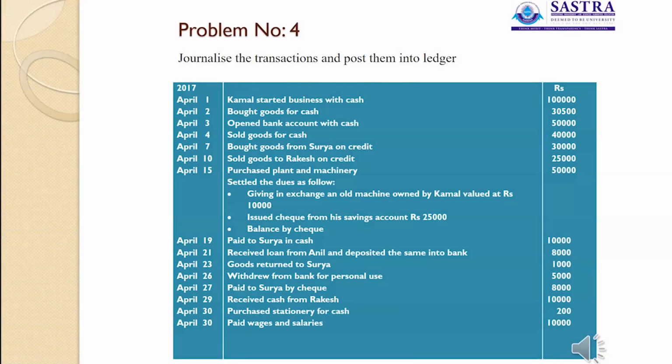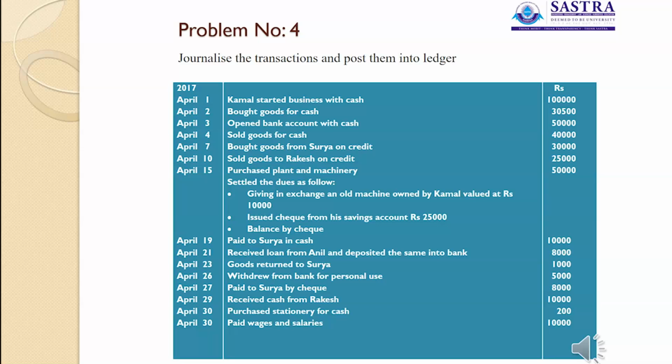Now we shall discuss the problems in journal. Journal records the transactions and posts them into ledger. April 1st, 2017, Kamal started business with cash rupees 1 lakh.